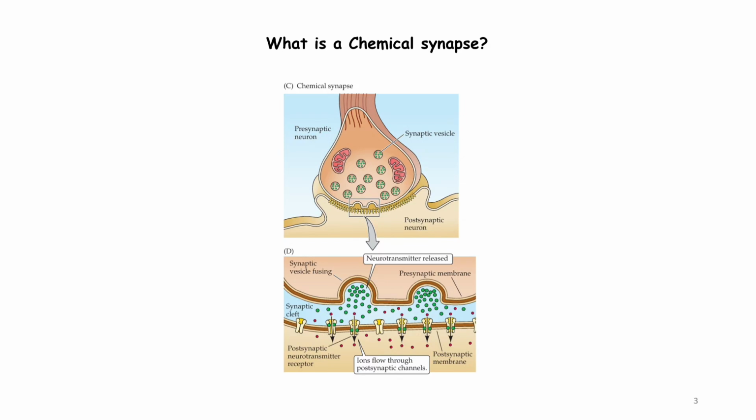Now, neurotransmitters are loaded in synaptic vesicles. When synaptic vesicles fuse with the presynaptic membrane, the neurotransmitters are released. Then these neurotransmitters bind with the neurotransmitter receptors that are present in the postsynaptic membrane. When the neurotransmitter binds with the receptor, the receptor opens and ions flow through it. Basically, these receptors are ion channels.